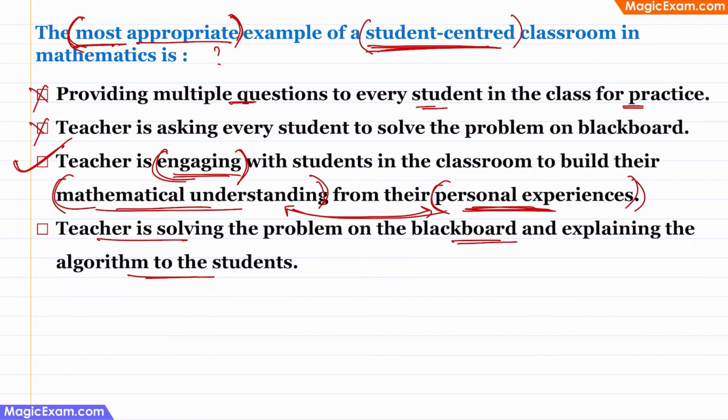This is teacher-centric classroom, because here it is more of a one-way communication, because the teacher is standing in one place and solving the problem on the blackboard and explaining it. Now, how does she make sure that the students have actually understood it? So the students are not actively participating here. So this is teacher-centric and not student-centric. Therefore, only option C is the most appropriate example here.